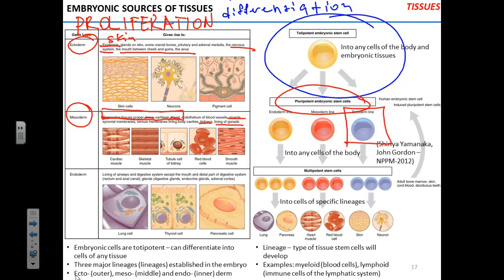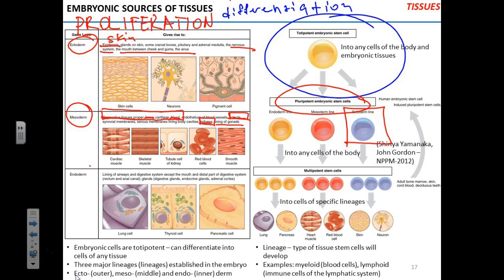Connective tissue, bones, and blood, muscles, kidneys. Am I explicit enough in my requirements? If you think that I'm explicit enough, blink once. If you don't think, blink twice. Okay? Go ahead. Ecto is on the outside. Meso is the next. Endo is the deepest. We're getting there, okay?